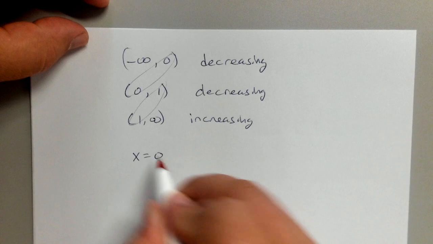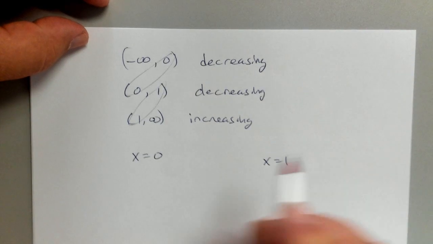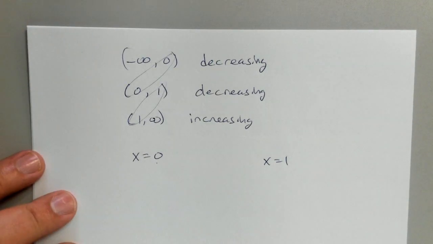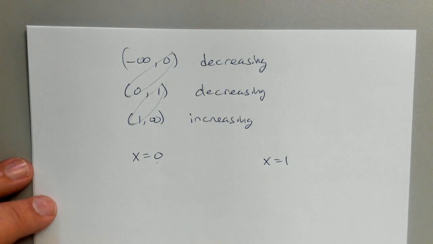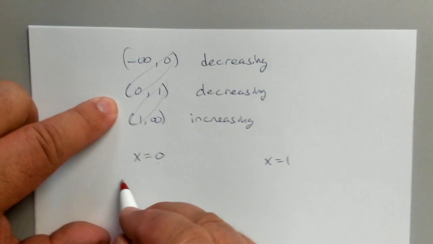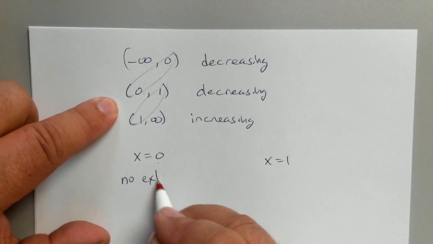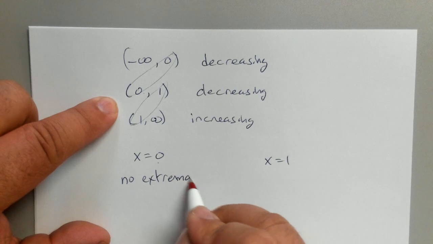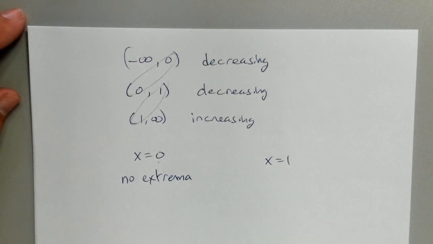When x equals 0, is this a maxima or minima? Or neither? Neither, because on both sides of 0, it's decreasing. So no extrema at x equals 0.